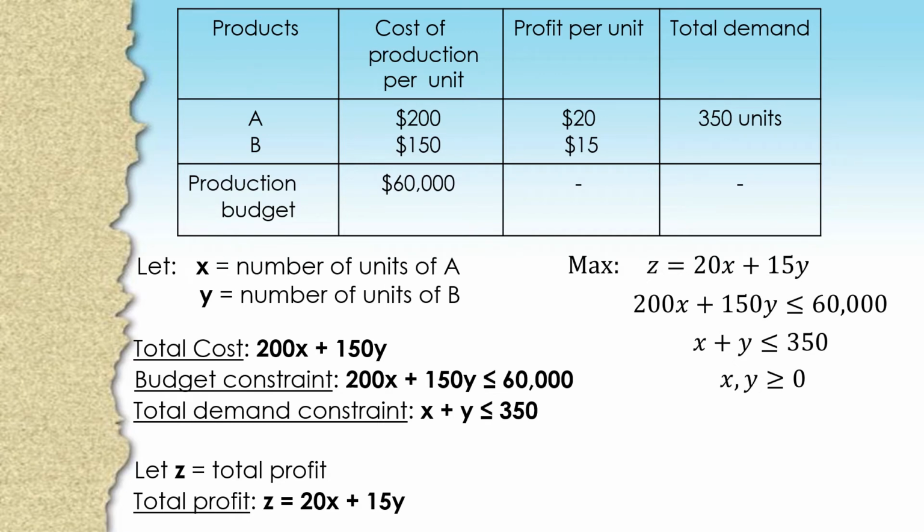And let's represent Z equals the total profit. So it will be the maximization or the objective function that we need to maximize. Z is equal to 20x plus 15y. So we have the objective function already, and the constraints are the following. So we have the budget constraint and the total demand constraint. And also we have the non-negative constraint, which is x, y greater than or equal to 0.